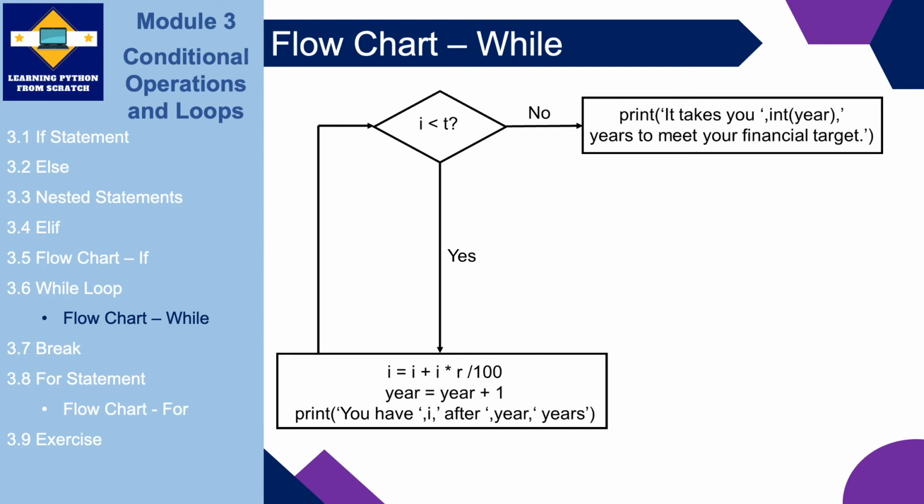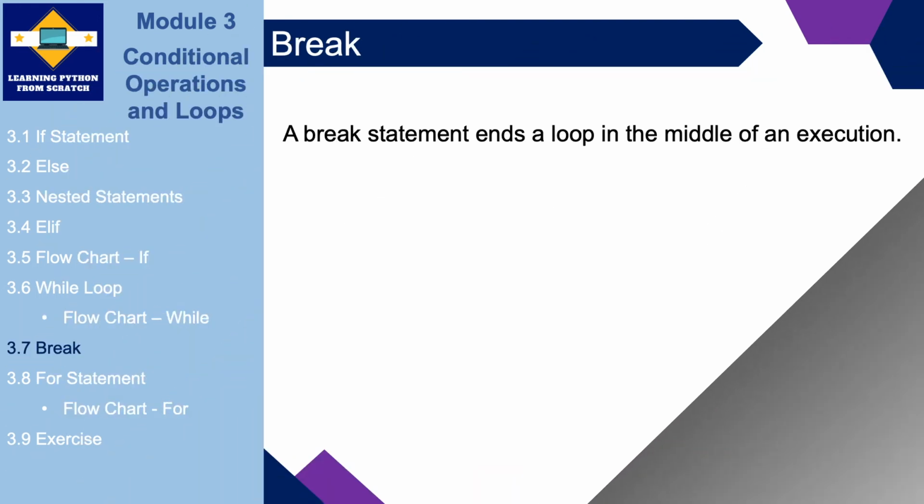Flowchart for the program is provided in the following diagram. The program keeps calculating the investment and increases year by 1 when the condition that I is smaller than T is true. If the condition is not true, it prints out the output.